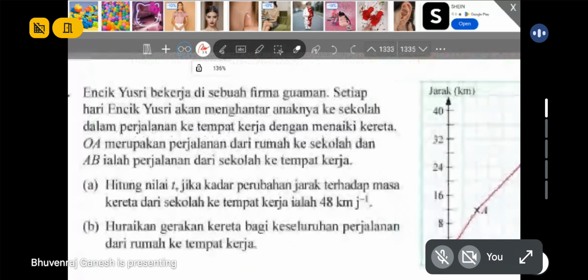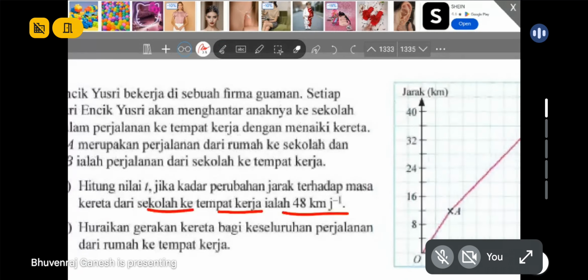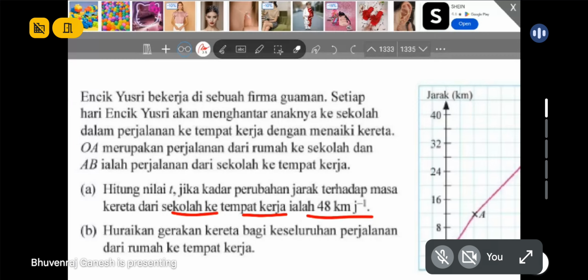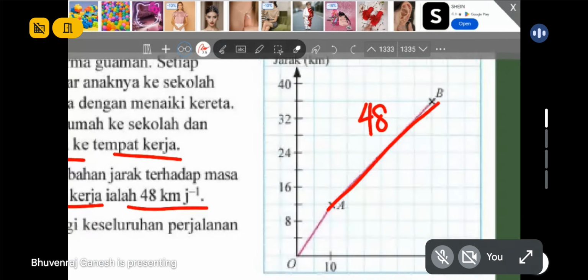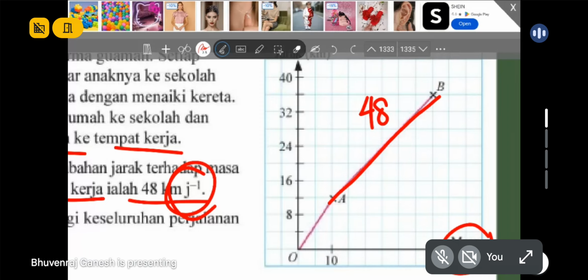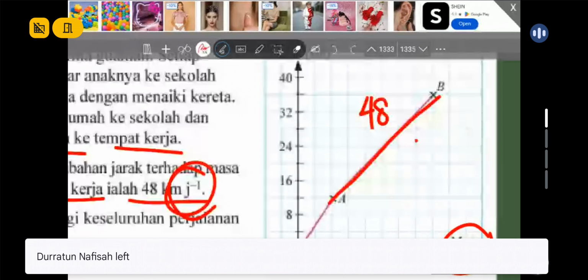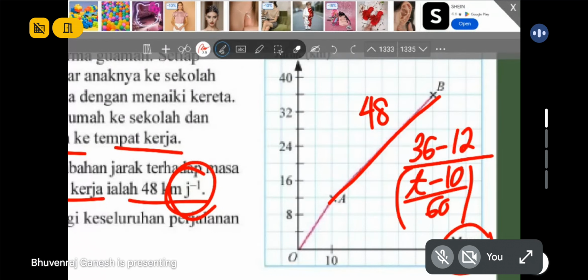Last one. Terakhir. The question says the speed from school to the working place is 48. OA is AB. AB, sekolah ke tempat kerja. So you focus on AB. This one is 48, the speed. Kilometer per jam, guys, is per hour. But this one is minute. You need to be careful. So it's going to be 36, 12 over t minus 10 over 60. Make sure you convert to hour. Kena tukar ke jam, equal to 48.